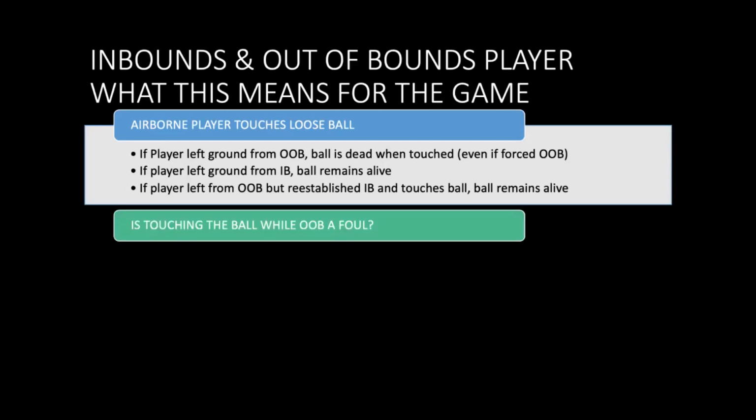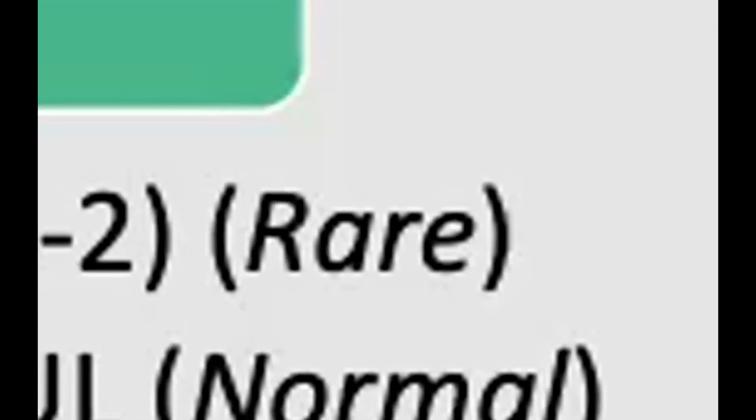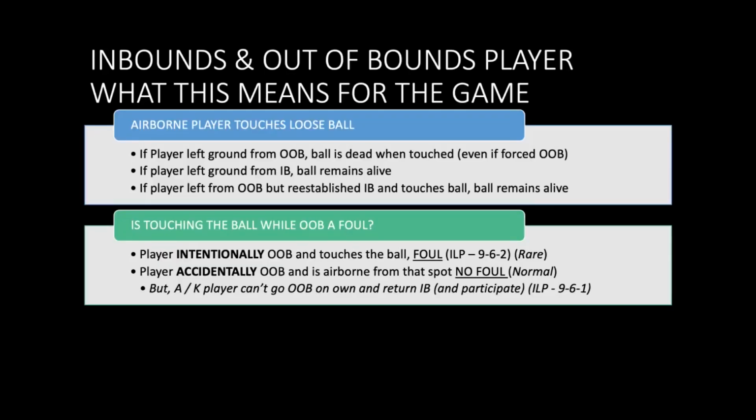So is touching the ball while out of bounds a foul? It depends. If the player intentionally goes out of bounds and touches the ball, that is a foul for illegal participation. But this is a very rare circumstance, and officials do not need to go looking for it. If a player accidentally goes out of bounds and goes airborne and touches the ball, there is no foul. The ball simply becomes dead, and if it's a forward pass, it becomes an incomplete pass.